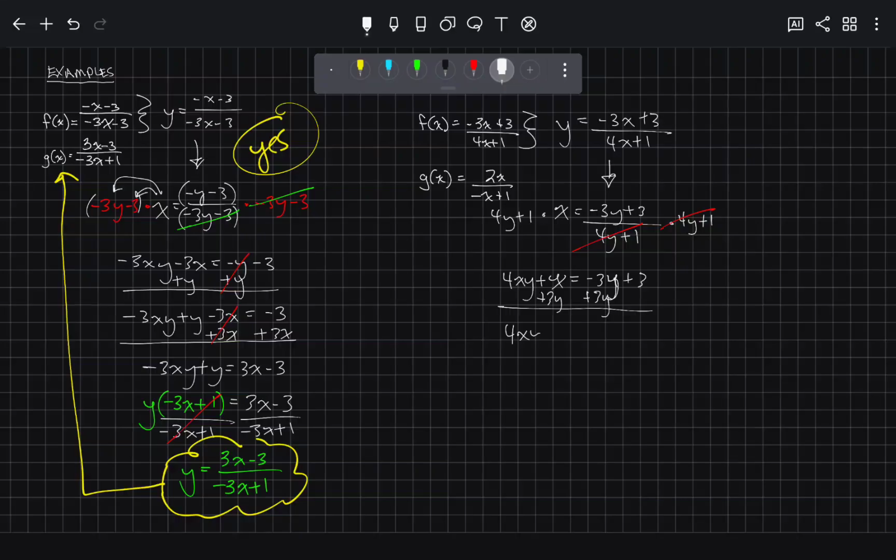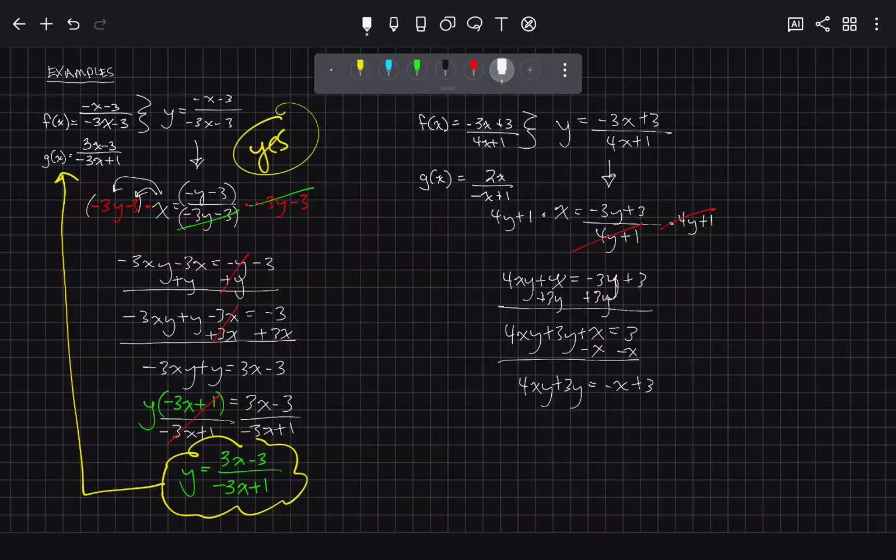Again, I'm just going to write out every step. Plus 3y plus x equals 3. Now let's get that x over to the other side. Minus x. And we have 4xy plus 3y equals negative x plus 3.